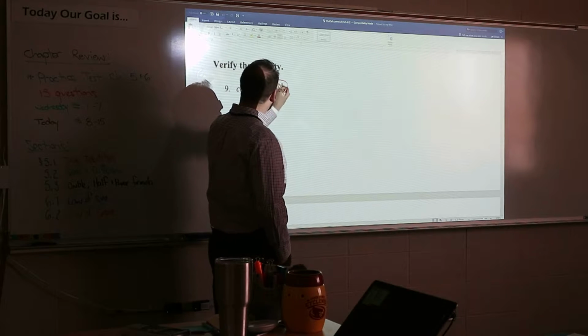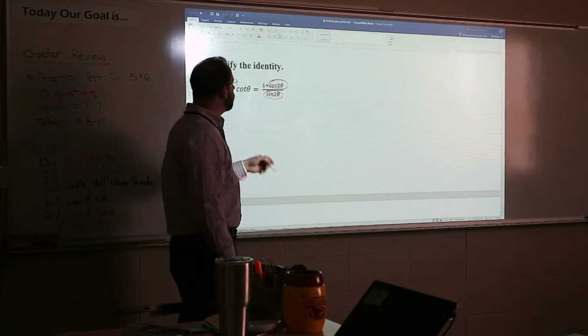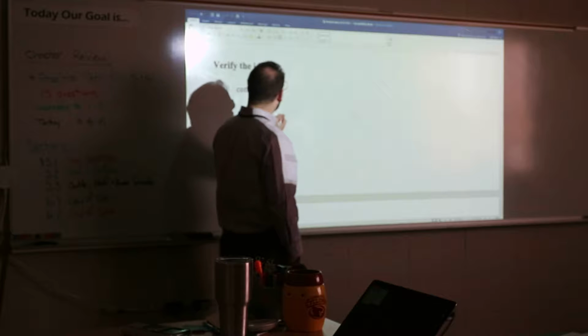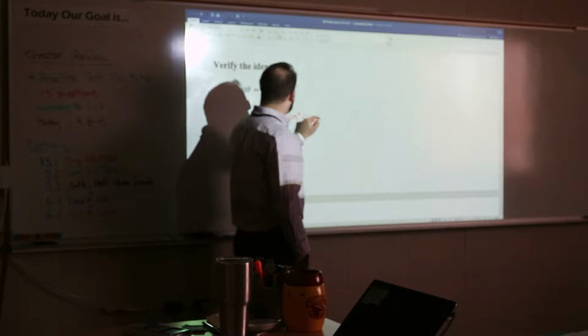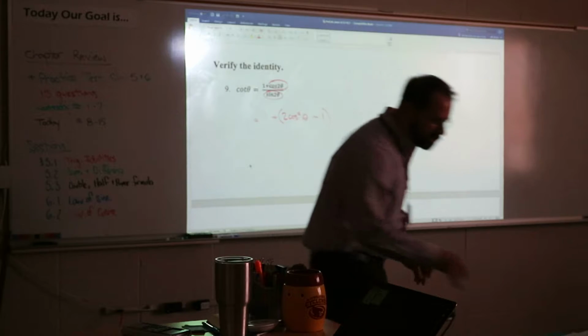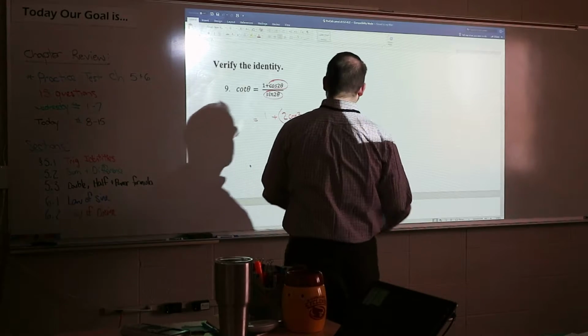I'm going to replace this and the bottom with the double angle formulas for cosine and sine. Now, if you don't know what those are, the cosine formula is 2 times cosine squared theta minus 1. That's the double angle formula. You can actually see it on your sheet. It's 2 cosine squared theta minus 1.